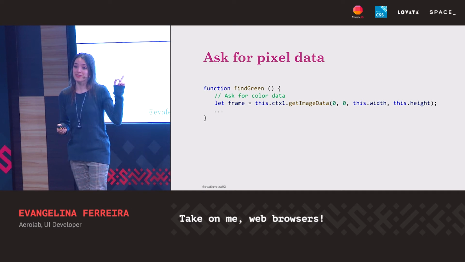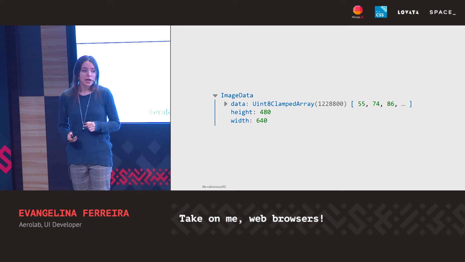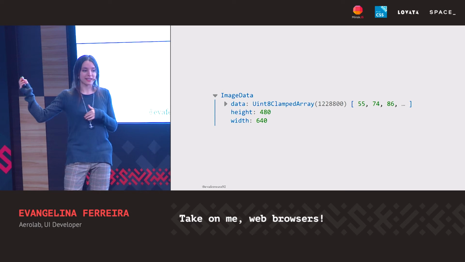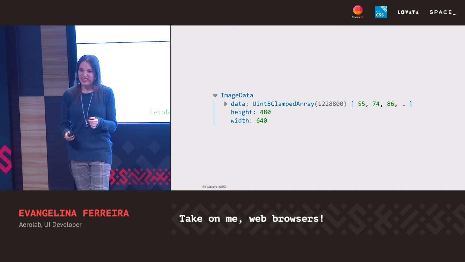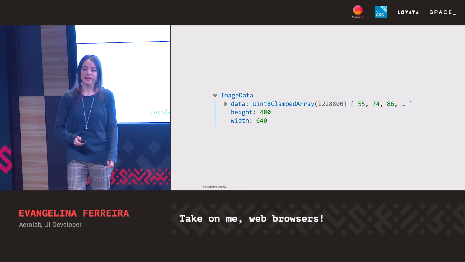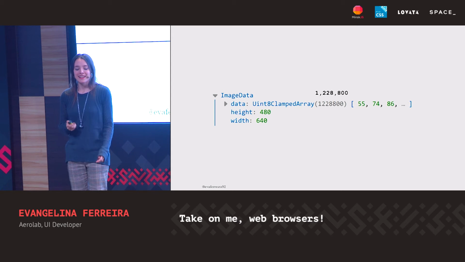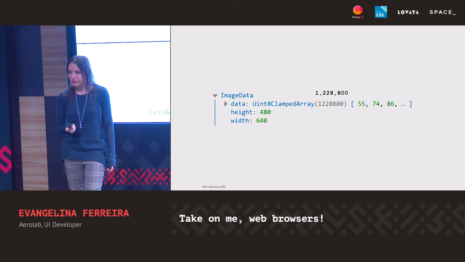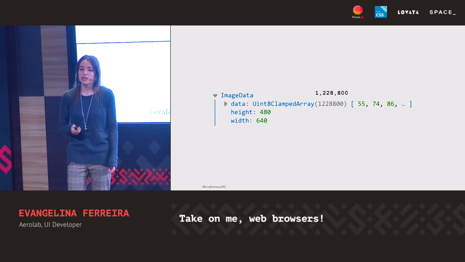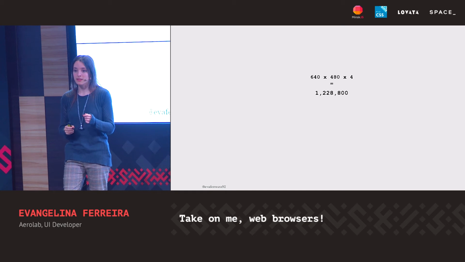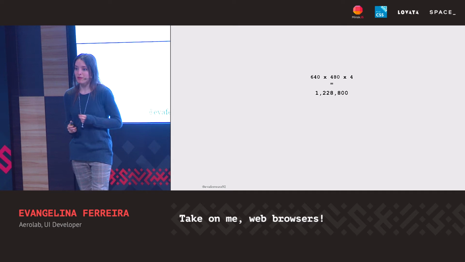When you do a console log of this, you get something like that, which means, OK, you have a width of 640 pixels, a height of 480, and then here you have an array of 1.2 million items. That sounds like a lot, and it sounds like such a random number, but it isn't. This 1.2 million is actually the height of the video multiplied by the width of the video multiplied by 4, because 4 is the number of values that we get for each pixel: the red, green, blue, and the alpha value.